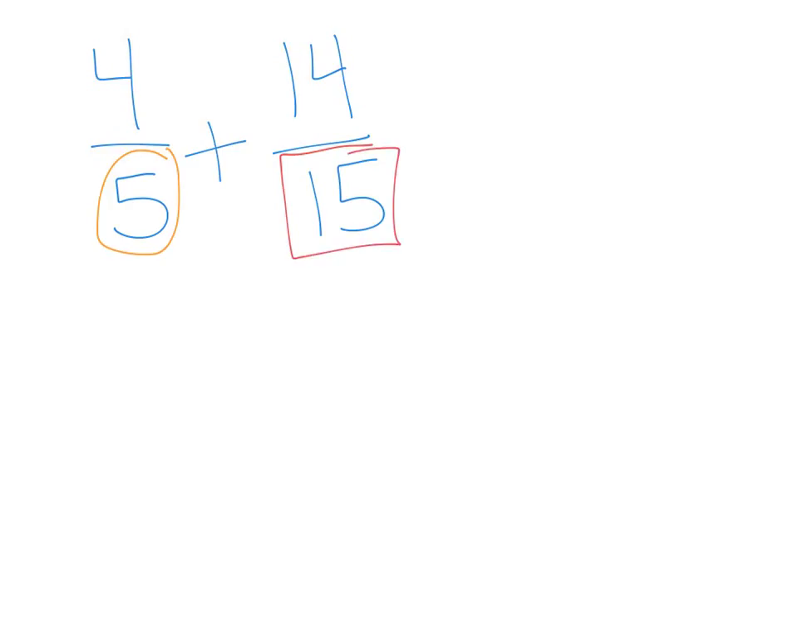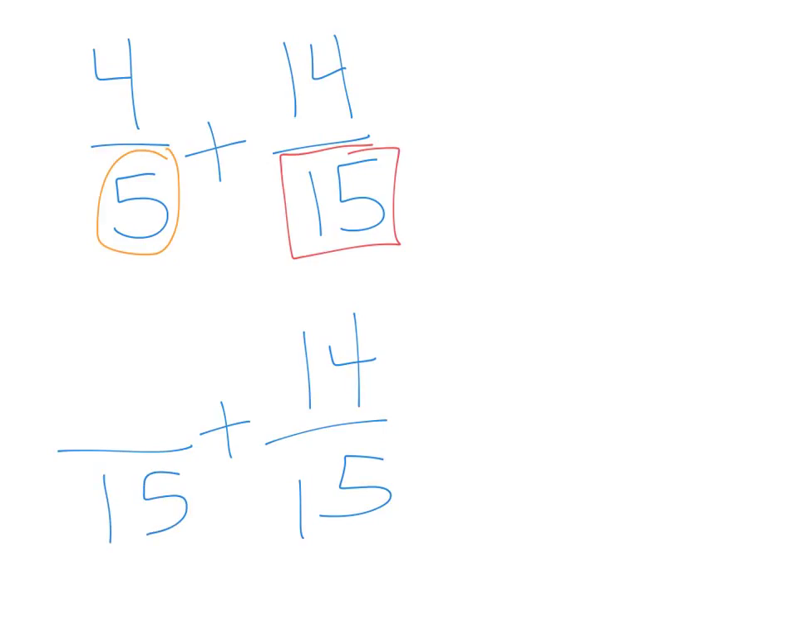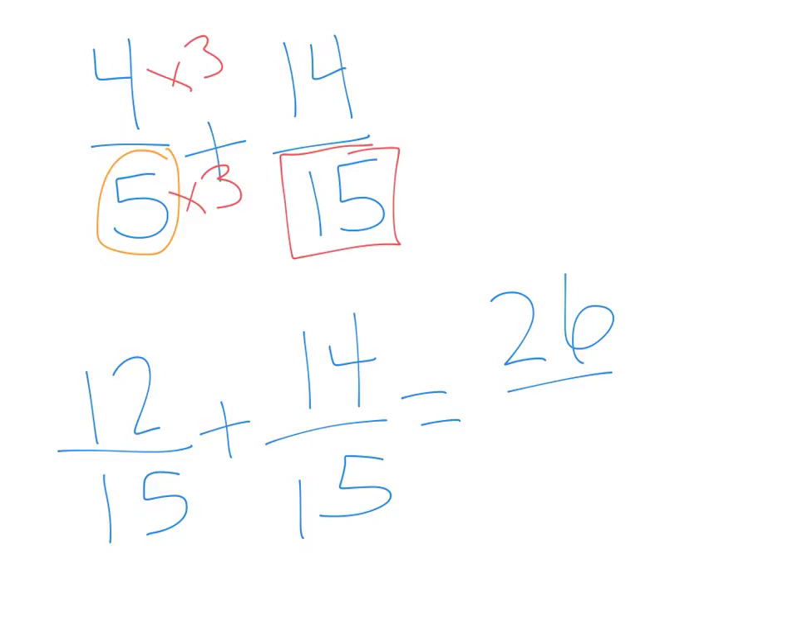So now I know that I can leave my 14/15 the same, but I know I'm going to have to change something up here. So somehow that 5 is going to have to become a 15. Well, we know that 5 times 3 is 15, and 4 times 3 is 12. So now I'm ready to add since I have my common denominator. So 12 plus 14 is 26, and my denominator stays the same.